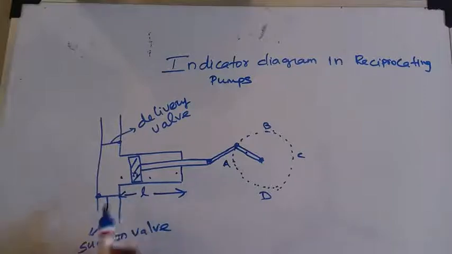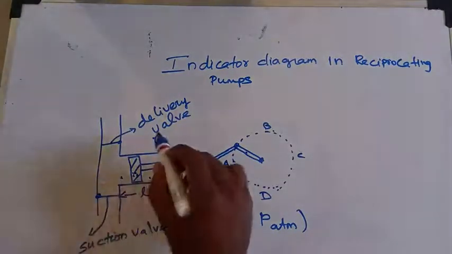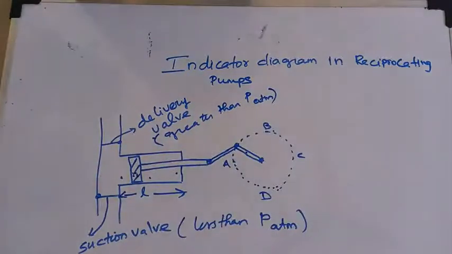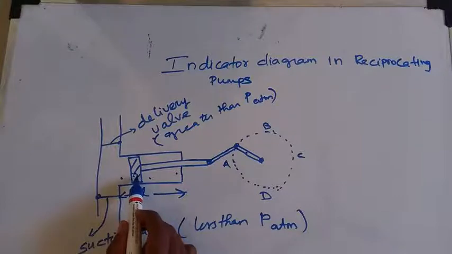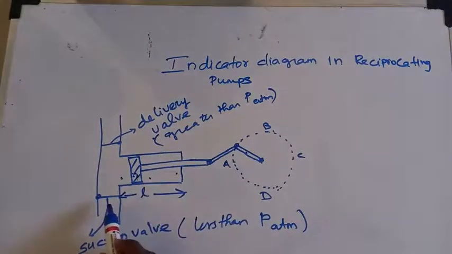For example, we know suction pressure is always less than atmospheric pressure, because only if the pressure is less than atmospheric does suction happen. At delivery, pressure will be greater than atmospheric pressure. We can simply say during suction there will be negative pressure, so it will be less than atmospheric pressure. During delivery, pressure will be higher than atmospheric pressure. Because of the piston movement, there will be a variation of pressure at both the delivery and suction sides.